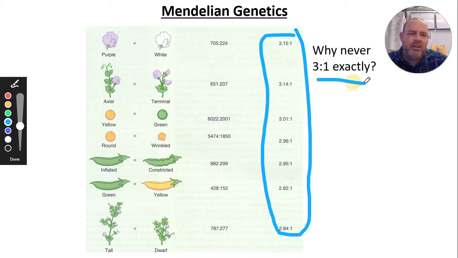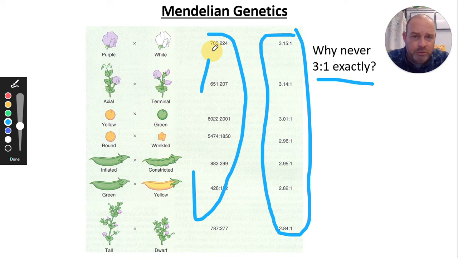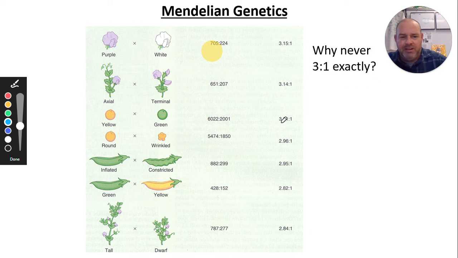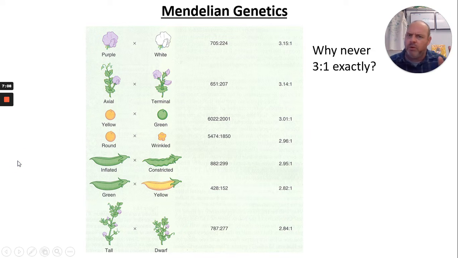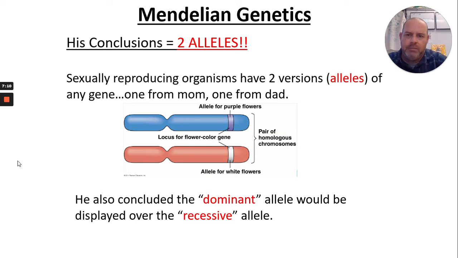ratios right here. Never exactly 3-to-1 because look at how many they were testing. They were testing thousands of them, right? And so you're not going to land on a perfect 3-to-1 every time when you're testing thousands, but darn near every one of these is very close to 3-to-1. So they knew something was up, right? There had to be a pattern. There had to be a reason why.